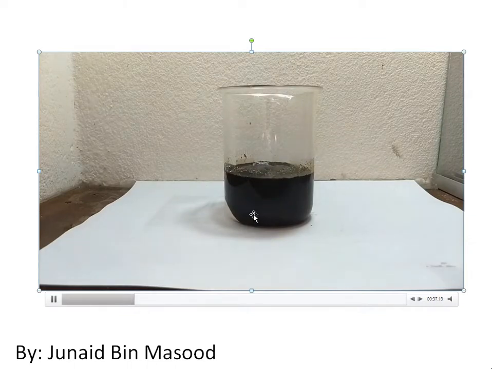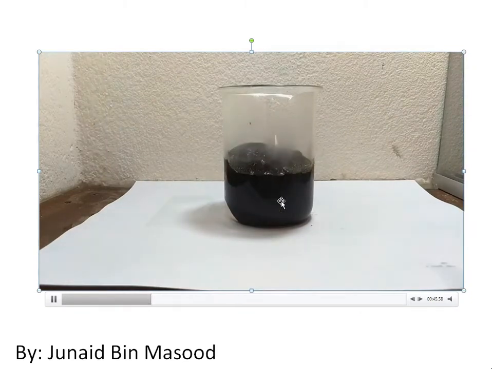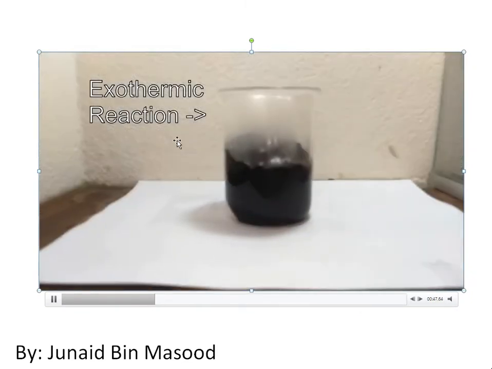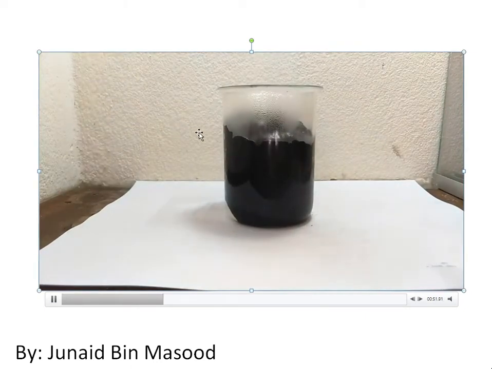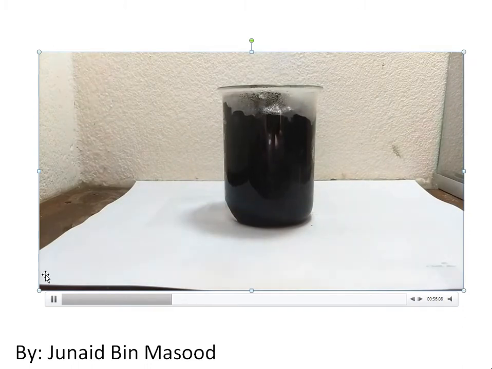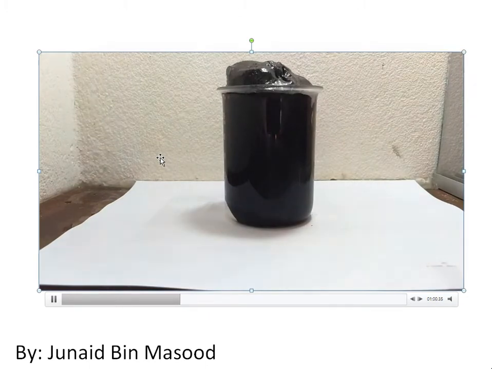Now this is very interesting. If you look at the figure, the sugar is starting to rise. It's rising now because of the heat. So it is basically giving an exothermic reaction, meaning it gives off heat. So if you look very carefully, this is an interesting experiment that can be performed, and it rises actually. This is very, very interesting.